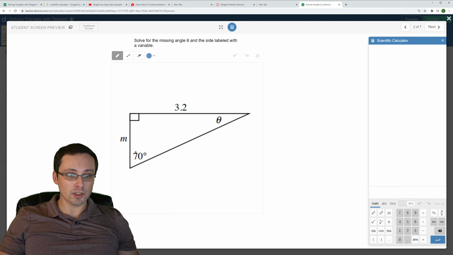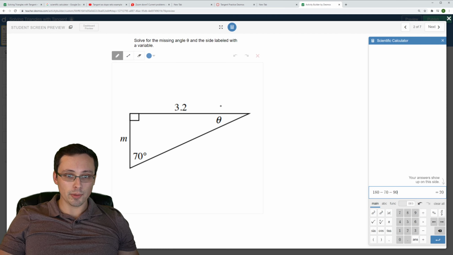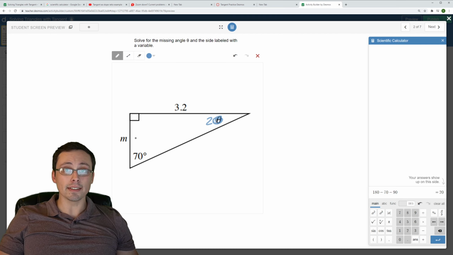If you need a missing angle, just remember that the angles in a triangle add up to 180 degrees. So you can do 180 minus 70 and minus 90 in this problem. That leaves you with 20. So our missing angle here is 20 degrees. That's the quicker and easier part. Now let's get to solving for the missing side.